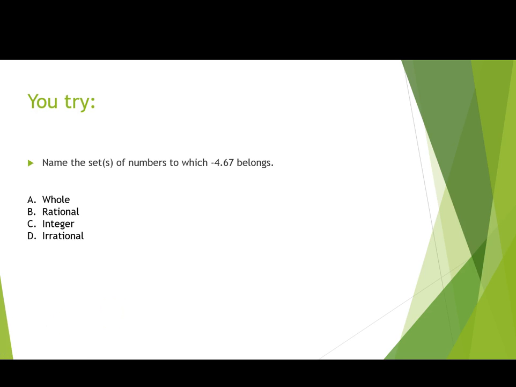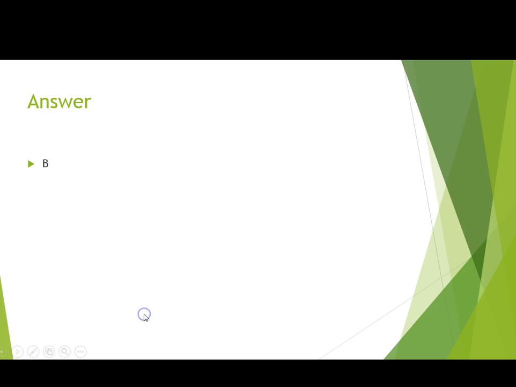Whole, integer, rational, or irrational. The answer is B. And for practice, you would want to do page 20, 1 through 13 all for more of those problems.